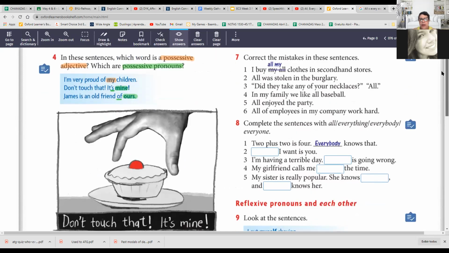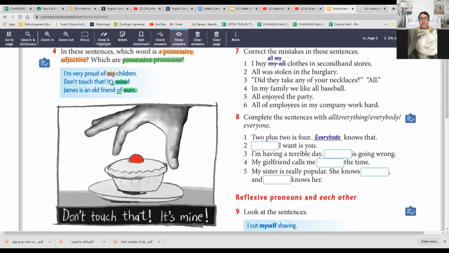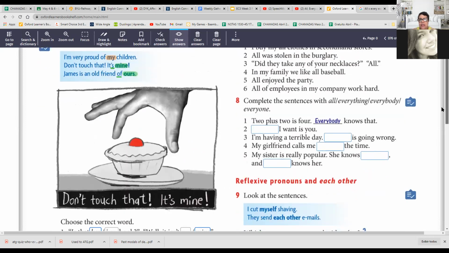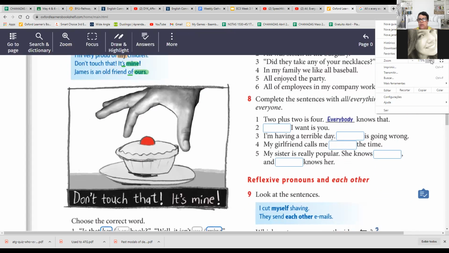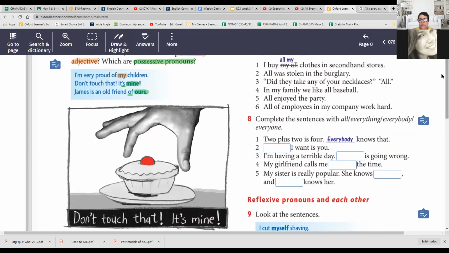Now let's see the next one. Complete the sentences with all, everything, everybody, or everyone. Okay. So let's take a look at the first one here. I don't know if you can see. Can you see that? Is it clear? Yeah. Okay. So the first one, 2 plus 2 is 4. Everybody knows that. Okay. Now, what about number 2, Larissa? What do you think?